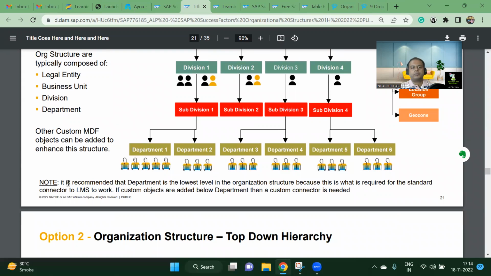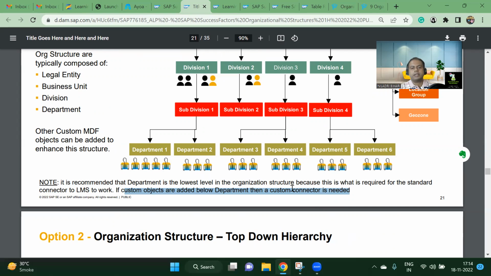Again, there is a recommendation. It is recommended that the department is the lowest level in the organizational structure, because this is what is required for the standard connector to LMS to work. If custom objects are added below department, then a custom connector is needed. So if you are planning an LMS implementation with SuccessFactors, and you add custom objects below the department, then a custom connector will be required.